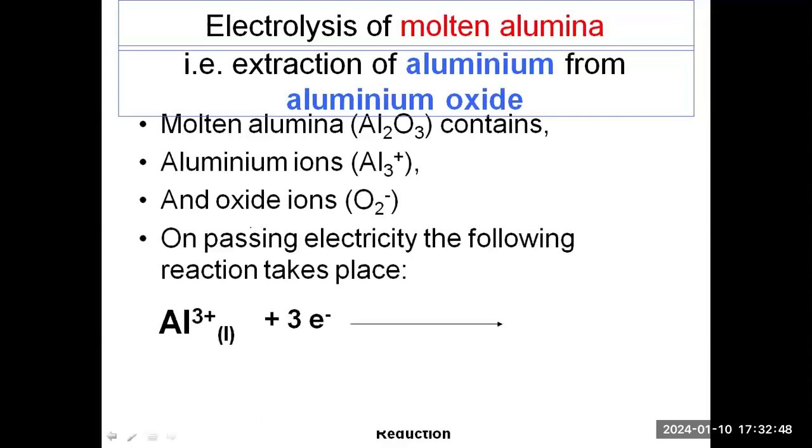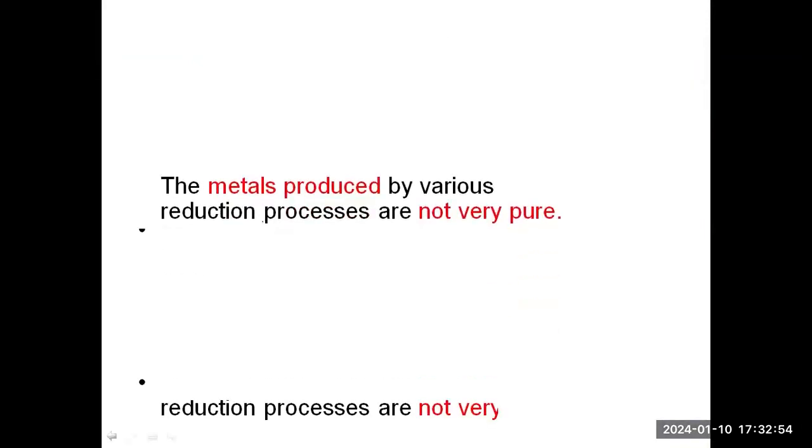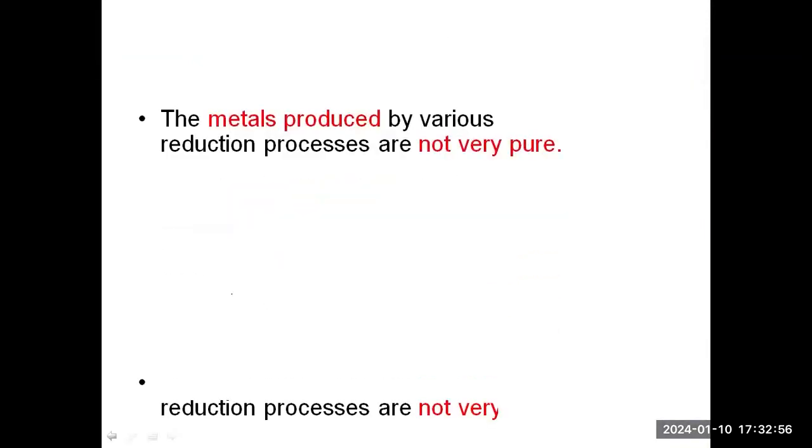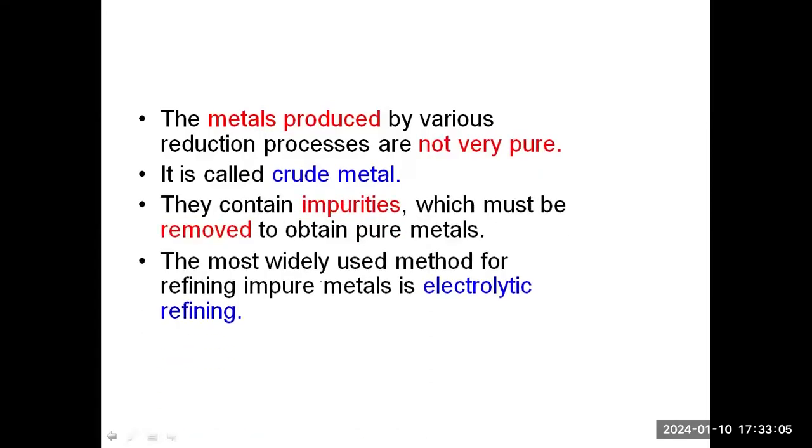Now, the metals that we have extracted so far are not very pure. They might be 99% pure, but not completely pure. So we need to refine them, we need to purify them. So now the next topic that we are going to discuss is the purification of metals. This is called refining of metals. Again, for this process, we will be using electric current.